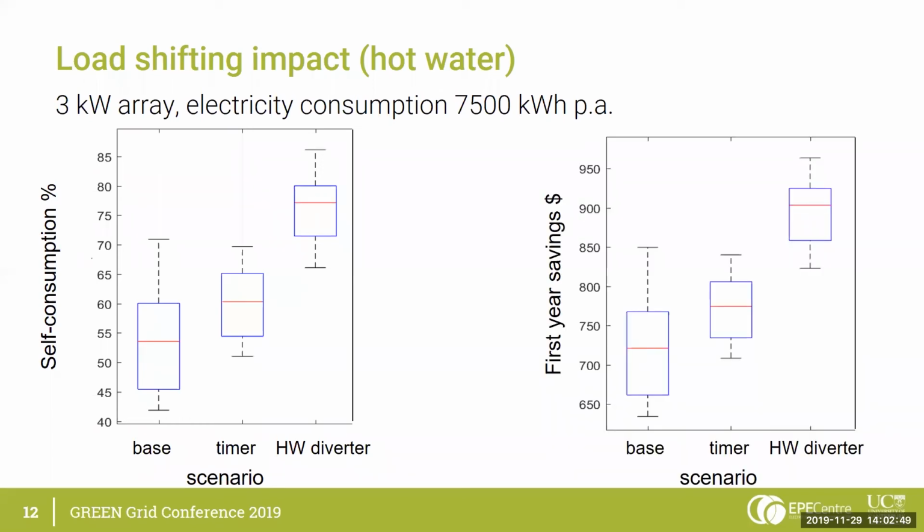So in terms of how that translates into first year savings, you can see that for the base case in the order of about $725, the timer has improved it to about $775, and the hot water diverter is up close to around $870 savings in this first year. And this was assuming electricity rates of about 28 cents on the import and about 8 cents on the export, from memory.